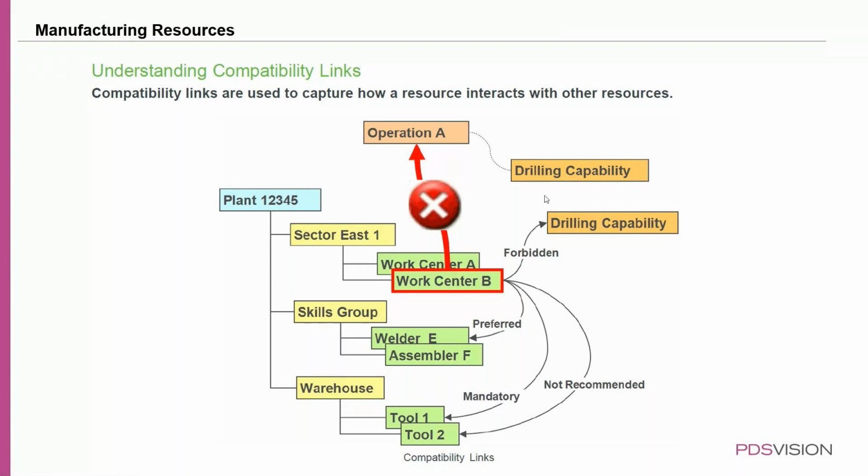So if we're looking at doing an operation, which we'll talk about in just a moment, that requires drilling capability, work center B is not valid for that. And we will actually get a warning that tells us that it is not applicable for this, if that's what we need. So these are also important. So when we build up our different resources, we can specify what the resources are and what they can and cannot do.